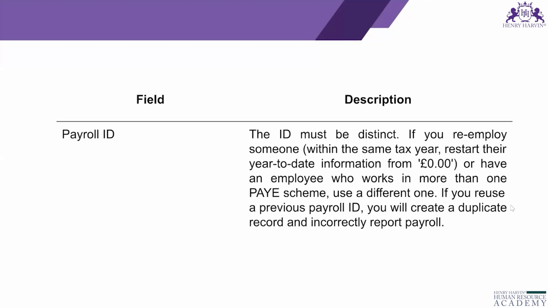Then payroll ID. The ID must be distinct for all the employees, like we have in all organizations. If you re-employ someone within the same tax year, restart their year-to-date information from zero. Or if you have an employee who works in more than one pay scheme, use a different one. That is a different employee ID. If you reuse a previous payroll ID, you will create a duplicate record and incorrectly report payroll. Mainly this is during the same financial year. But if you follow it for all of them, then it's fine, you can do it.